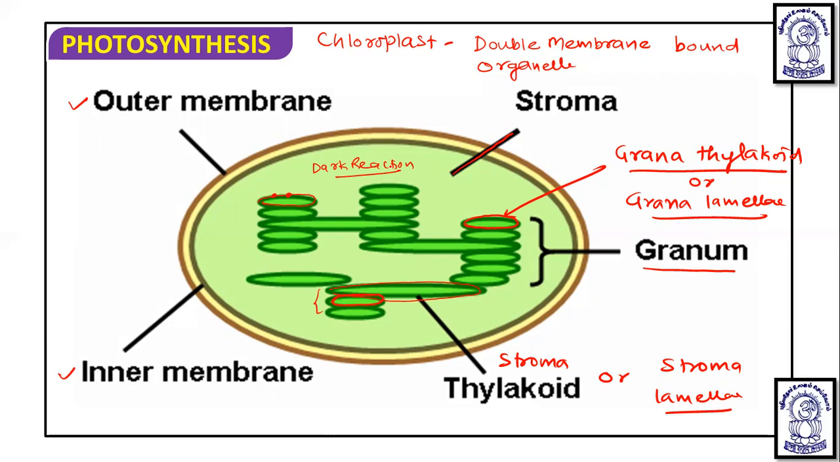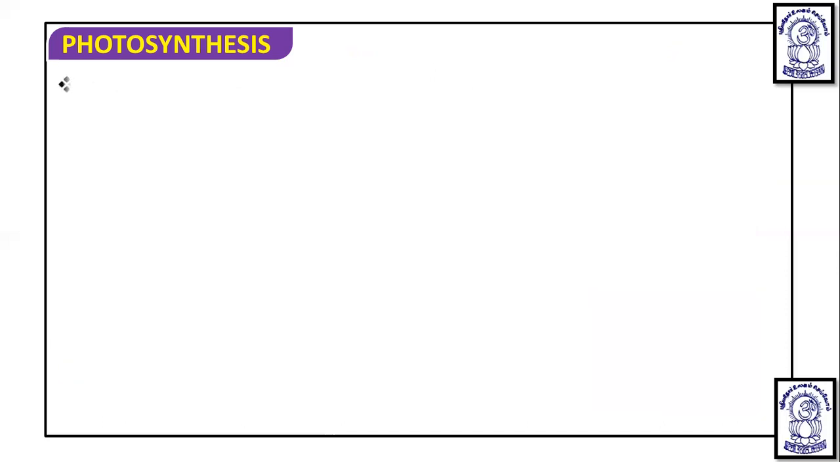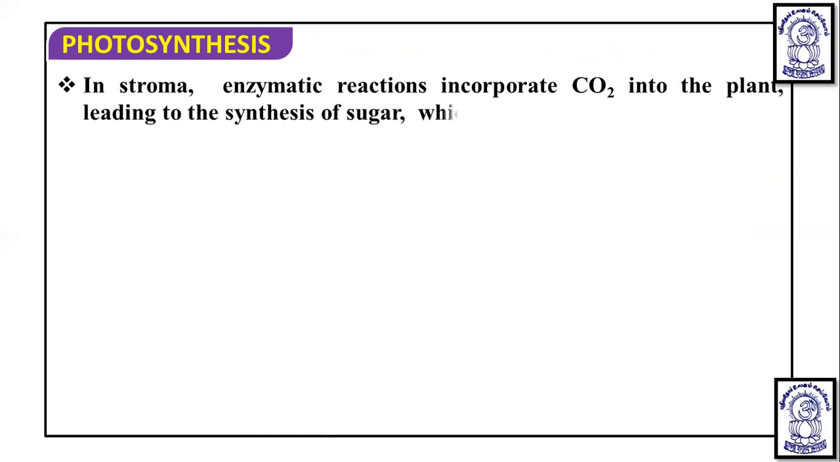So now this is the structure of chloroplast. They have a membranous system and they have a stroma system. In the stroma, there are enzymatic reactions which incorporate CO2, means fix the CO2 into the plant and lead to the synthesis of sugar, which in turn forms starch. Okay, so that is the dark reaction. So what we have studied: light reaction takes place on the membranous system. Whatever pigments are involved in the membranous system are involved in the light reaction. So the membranous system is responsible for carrying out the light reaction and synthesis of ATP and NADPH2. But the dark reaction is carried out in the stroma and it fixes CO2 and synthesizes sugar.